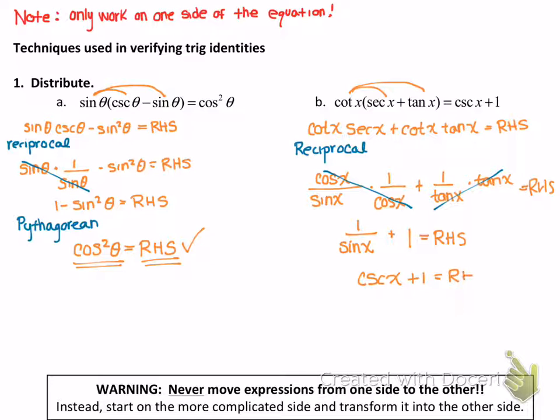So the last thing I check at the bottom is whatever RHS stands for. In this instance, it stands for cosecant x plus 1. I need to see that on the left. You can't stop and let me assume that I know 1 over sine is cosecant. So you have to go all the way down.